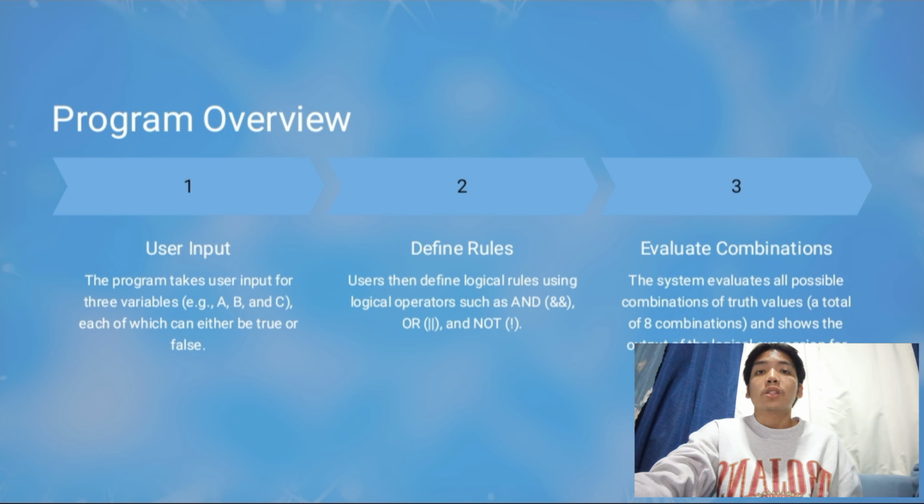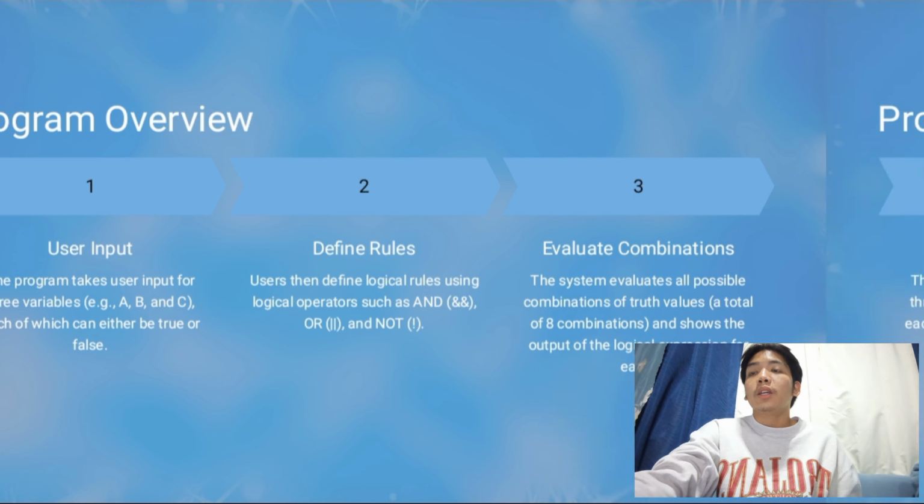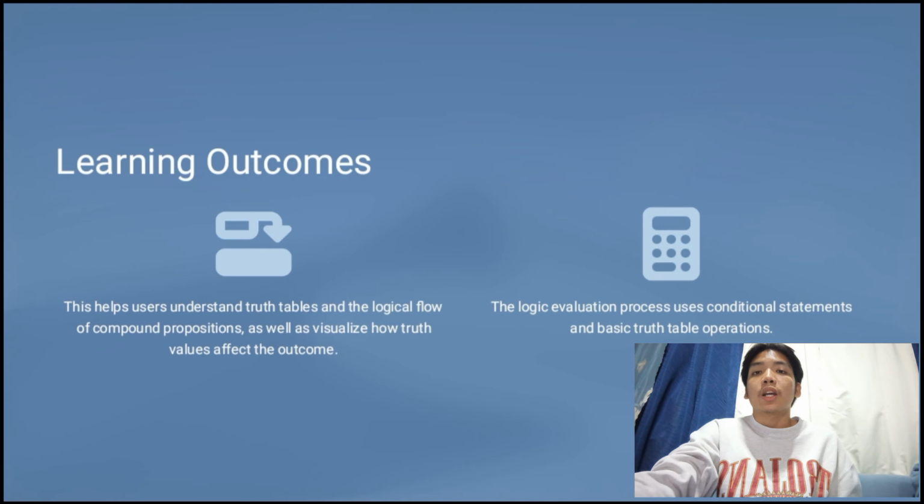The program lets the user input three logical variables such as A, B, and C. Each variable can either be true or false. Then users define a logic rule using operators like and, or, and not. This system will automatically generate all eight possible truth combinations and evaluate if the rule holds true in each case. This makes it easier to understand truth tables and how logical statements behave. The next slide is the learning outcomes.